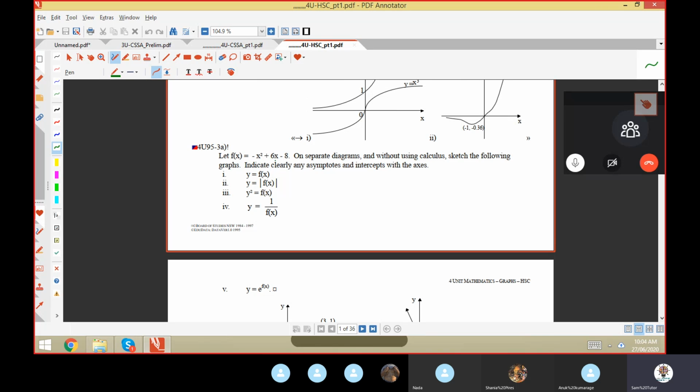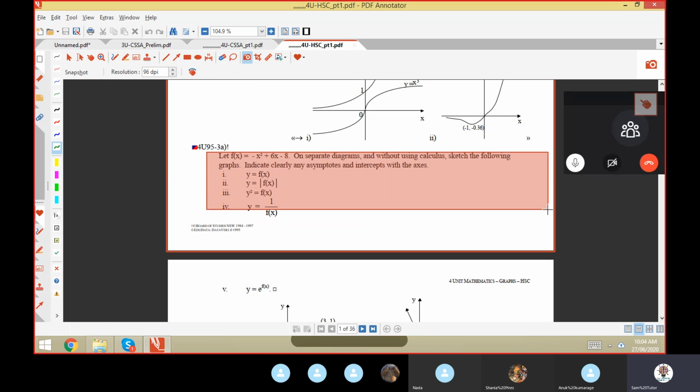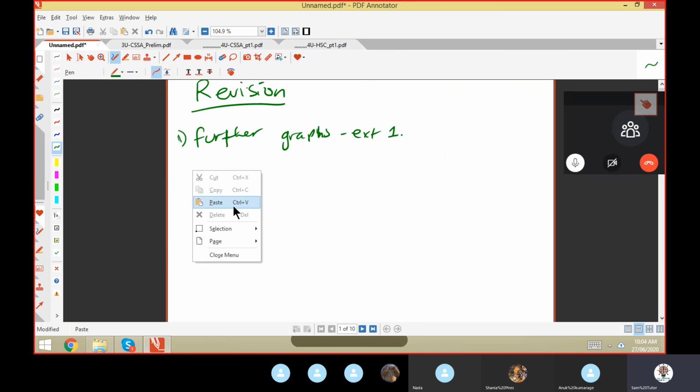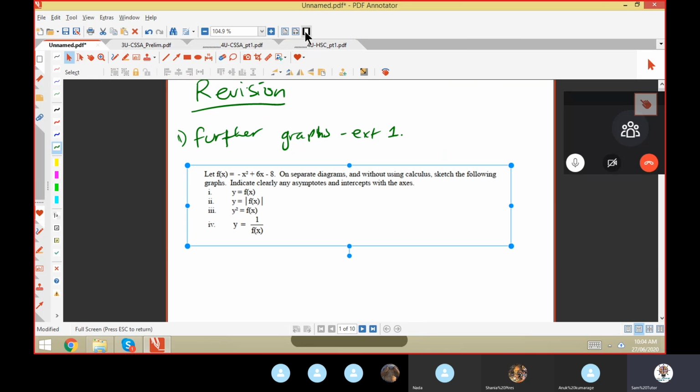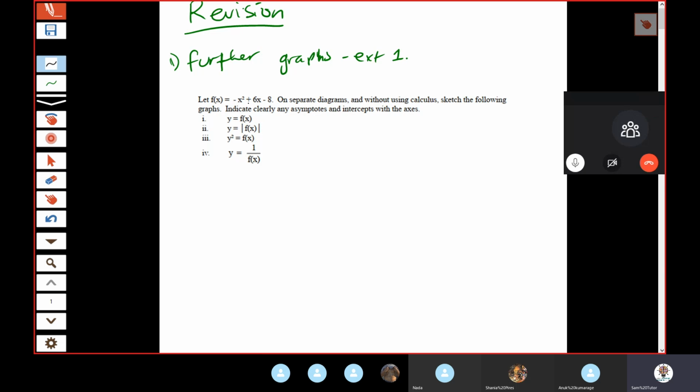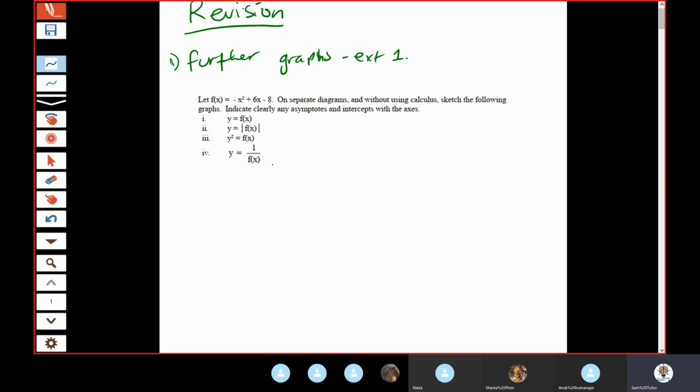Let f of x equal negative x squared plus 6x take away 8. And then, on separate diagrams and without using calculus, sketch the following graphs, indicating clearly any asymptotes and intercepts with the axes, of all these 4. You're not doing the 5th one, you don't do exponential f of x's. So we're going to go ahead and do this. If you know the basics, then realistically, even the hardest original graph you'll get, you'll be able to transform it because you know the basics really well. So let's do this.